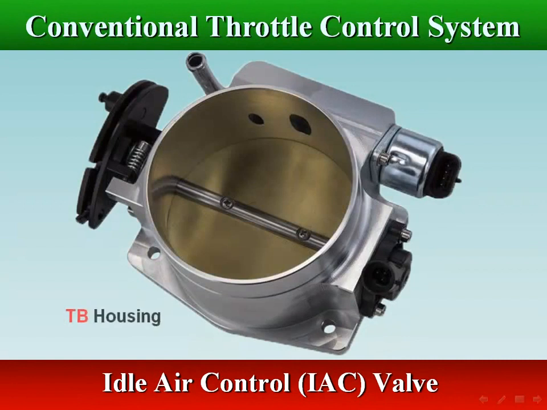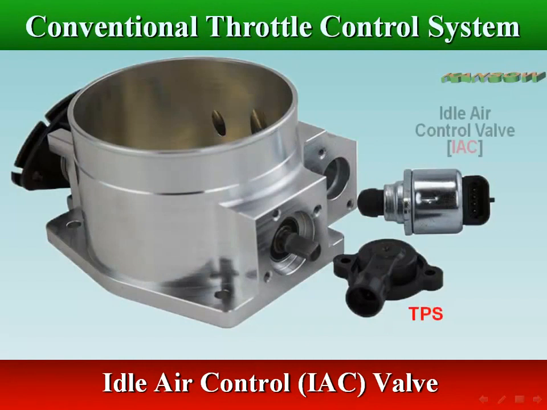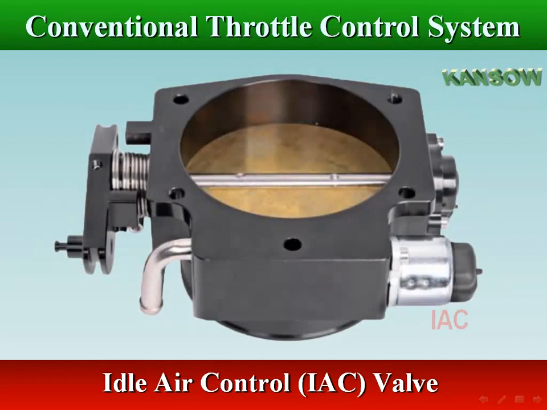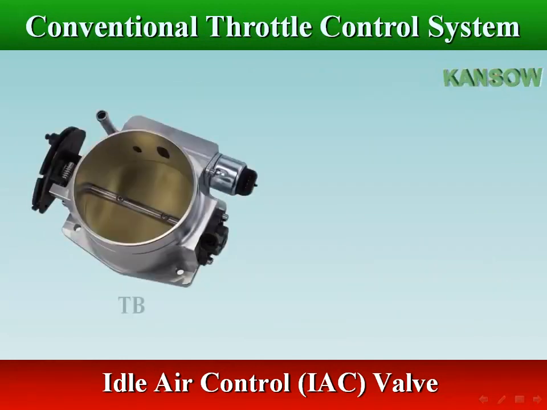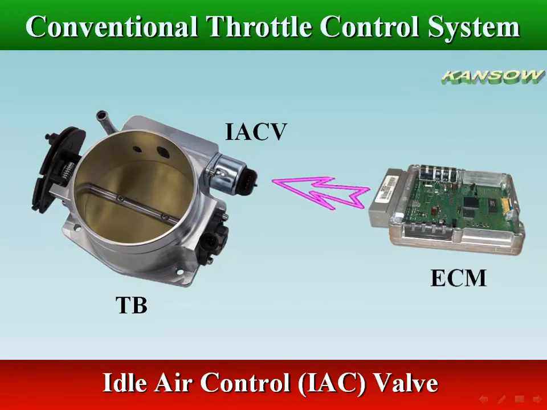An idle air control valve, IACV, literally bypasses air around a closed throttle plate so the engine can get air at idle. According to the signal sent from the ECM, the IACV controls the flow rate of air bypassing the throttle valve during idle.